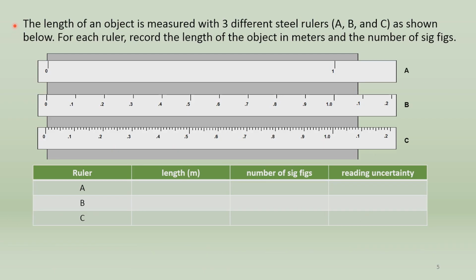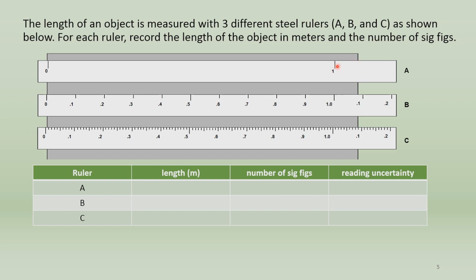Let's get some more practice. Let's measure the length of this gray object using 3 different rulers, ruler A, B, and C, and we will record the length, number of sig figs, and reading uncertainty for each. So reading using ruler A, there are very few divisions. We can estimate the length to be greater than 1 meter, but not as large as 2.